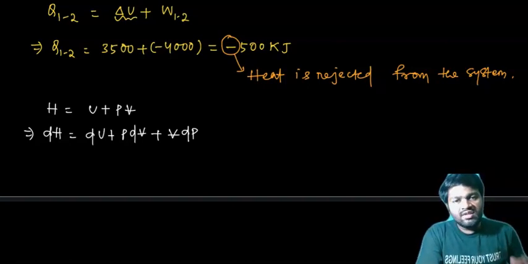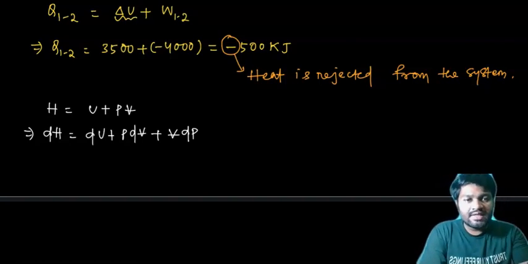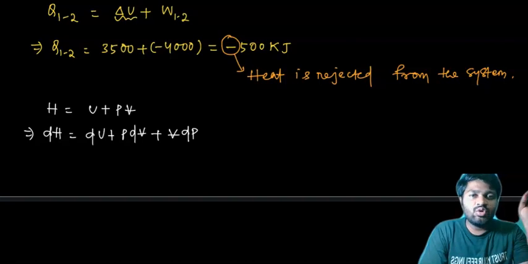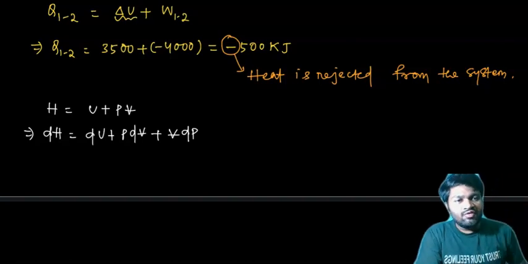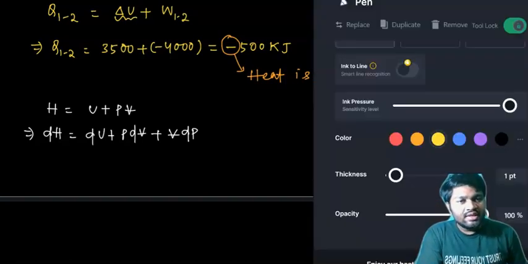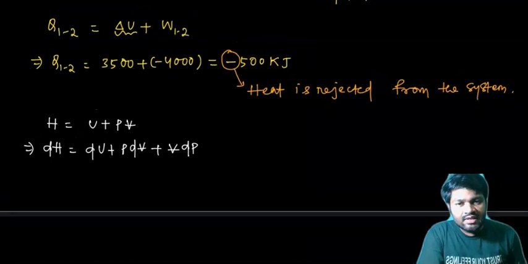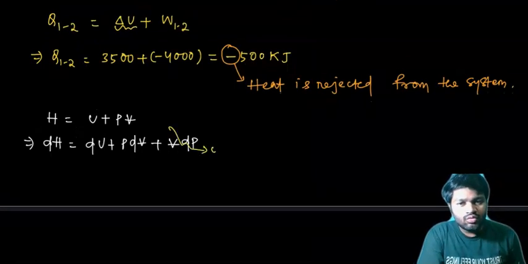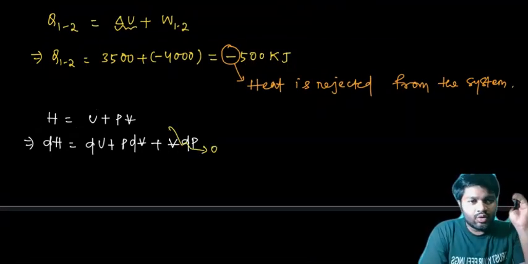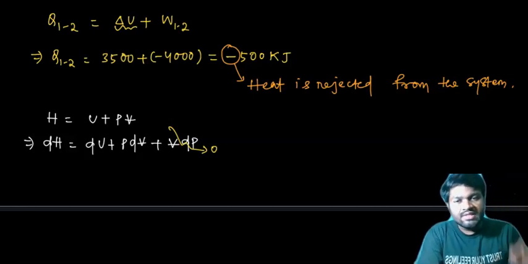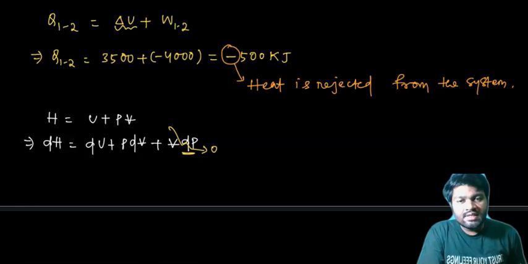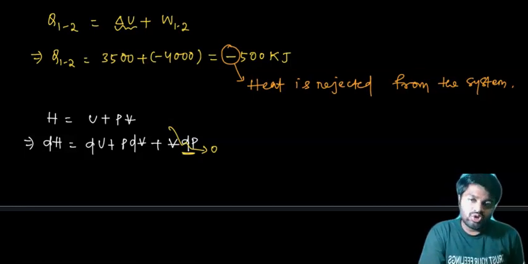Now what is the process occurring in this case? In this case the process is simply isobaric. That means pressure is remaining constant, right? So if pressure is remaining constant, then we can say this term will be equal to 0. That means there is no change in pressure. That is how we can say VdP will be equal to 0, right?